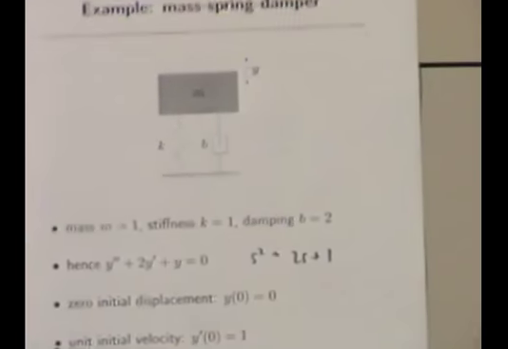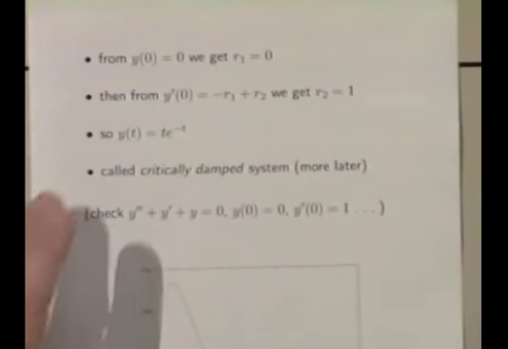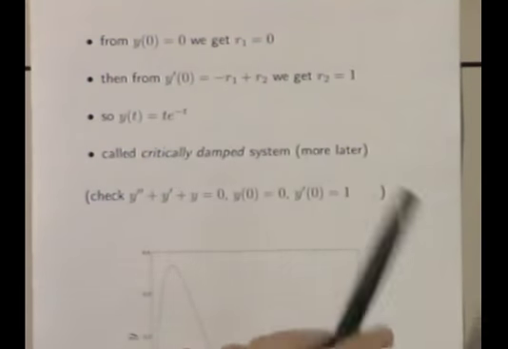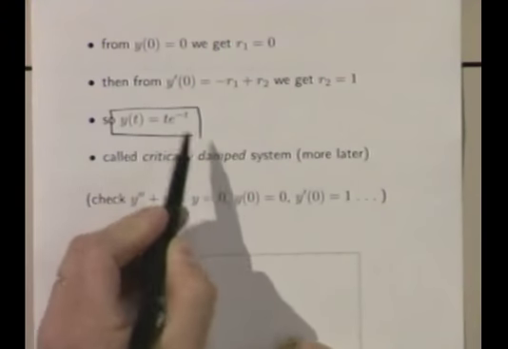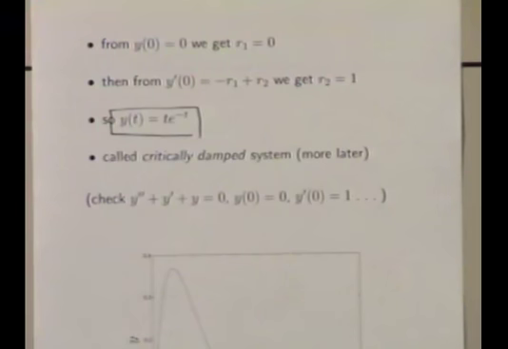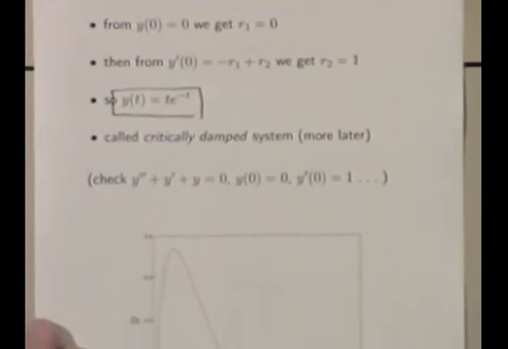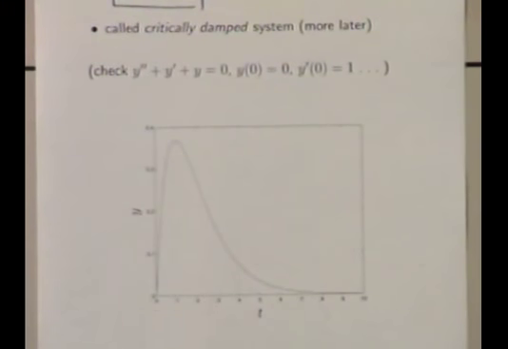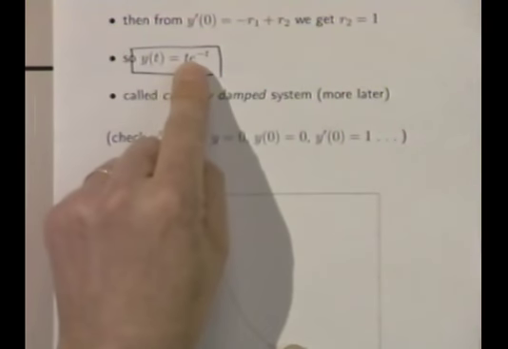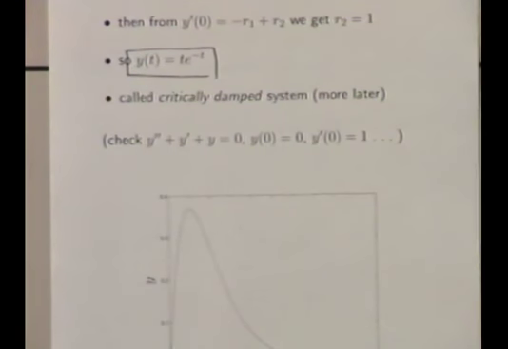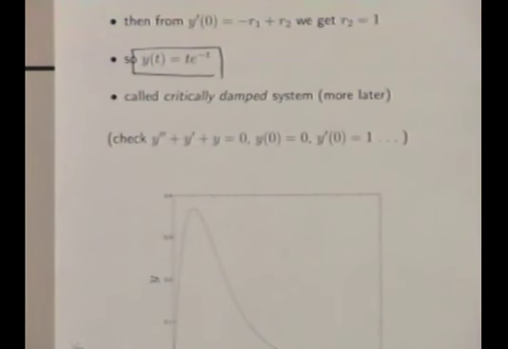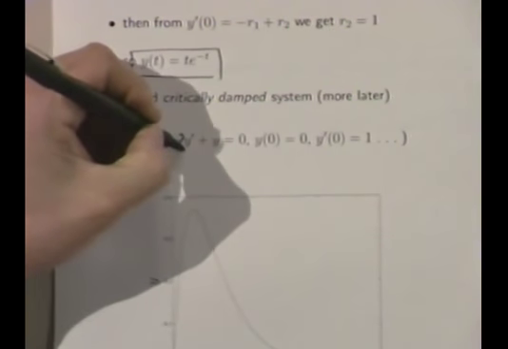If you simply solve the equations, you get r1 is 0 and r2 is 1. And so you get your classic response right here, which is the t e to the minus t response. If we plot that, it looks something like this. Physically, you should check that if you take this function, compute its first and second derivative, and plug it in. Hey, I see a typo. There's a 2 missing there.